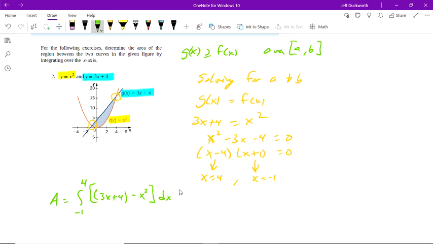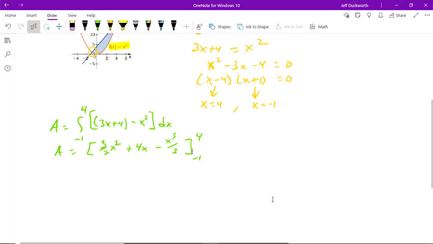We can break this into three individual integrals where we're using the power rule. So our area equals the integral of 3x, which is 3/2 x squared. The integral of 4 is just 4x. The integral of -x squared is -x cubed over 3. All that's evaluated from -1 to 4. Okay, so now we're going to evaluate it at 4 first.